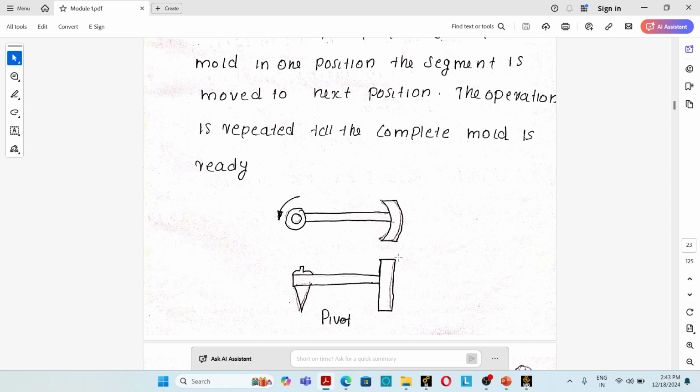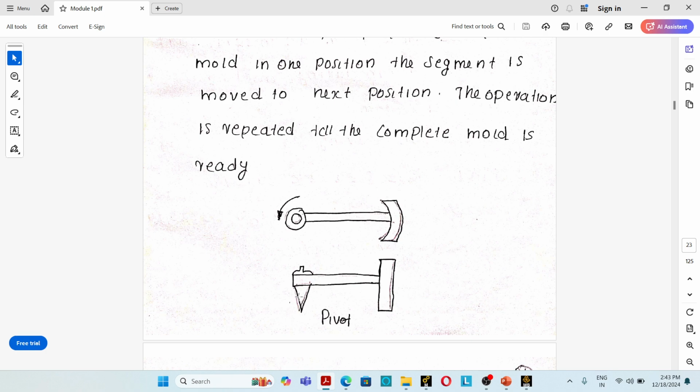So we have a pivot, and this is a pattern. It consists of a solid pattern, fixed on a pivot. So one portion of the mold is completed. The entire pattern is then moved to another portion, and we complete that, removing the sand and completing it. In this way, step by step, the mold cavity will be formed.